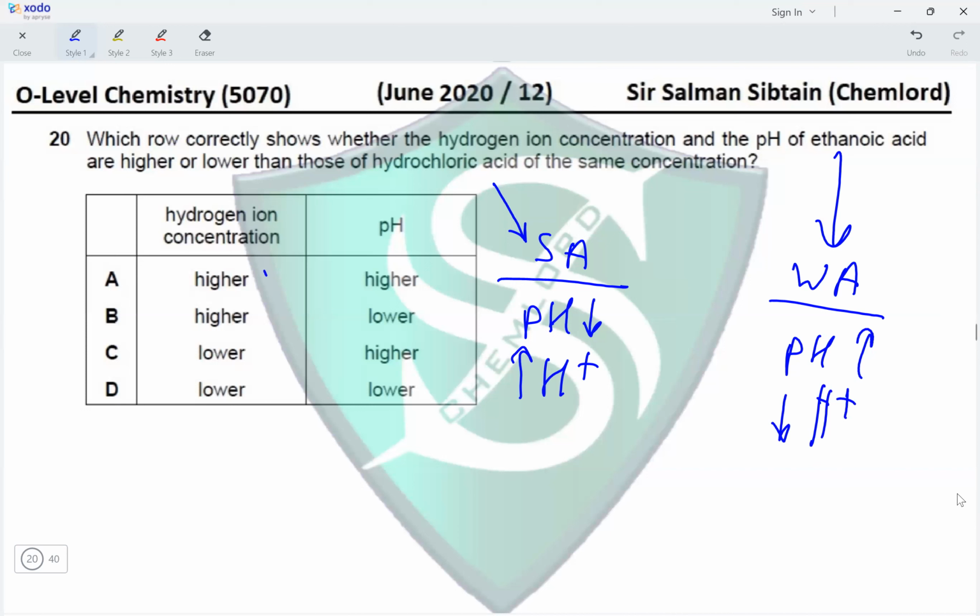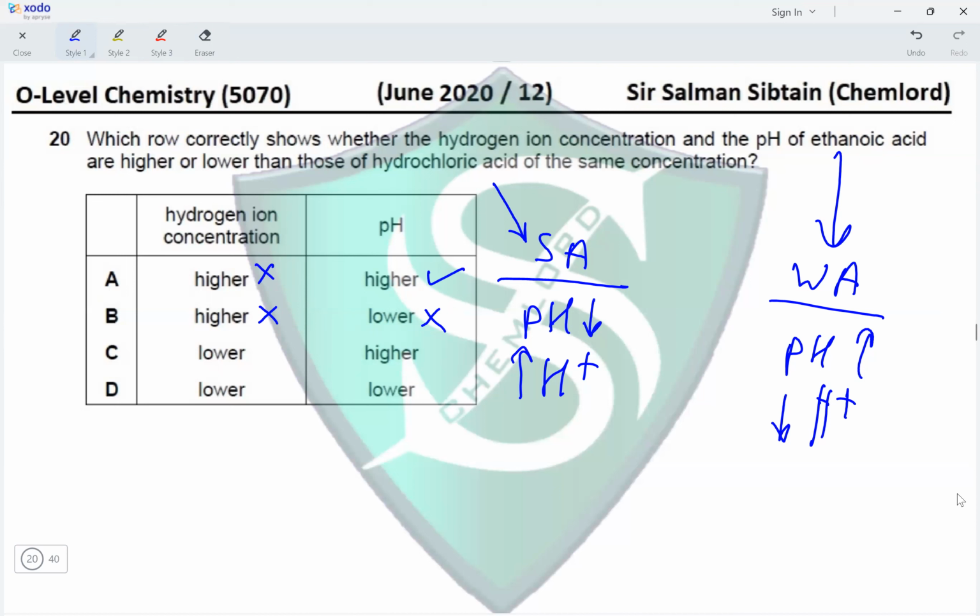So option A has higher and higher, wrong. Option B has higher and lower, which I thought was correct, but no. I'm talking about HCl. We are supposed to answer with respect to ethanoic acid. So higher and lower would be for HCl, not for ethanoic acid. For ethanoic acid it would be lower and higher. So let's correct A as well. A has higher for hydrogen ion concentration, which is wrong, and higher pH is correct.